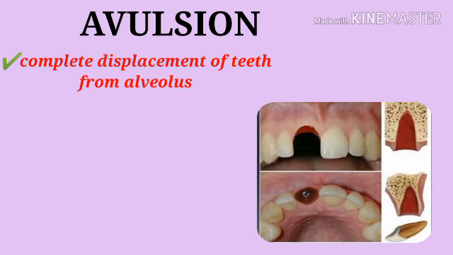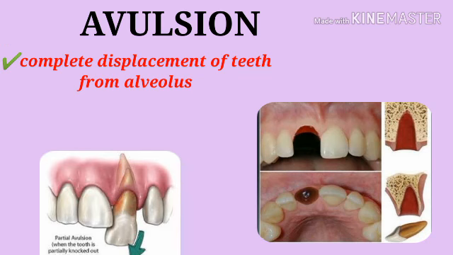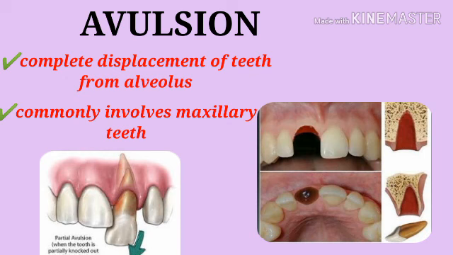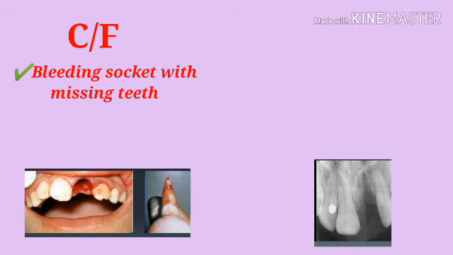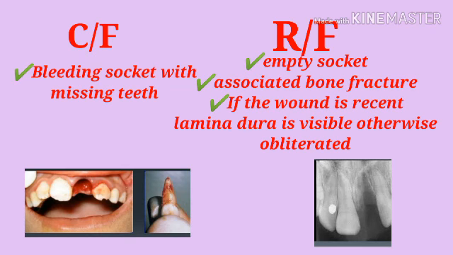Avulsion is the complete displacement of a tooth from its socket in alveolar bone. It is also called exarticulation and most often involves maxillary teeth. The clinical feature is bleeding socket with missing teeth. Radiographic features are empty socket, associated bone fractures. If the wound is recent, then lamina dura is visible, otherwise it is obliterated.